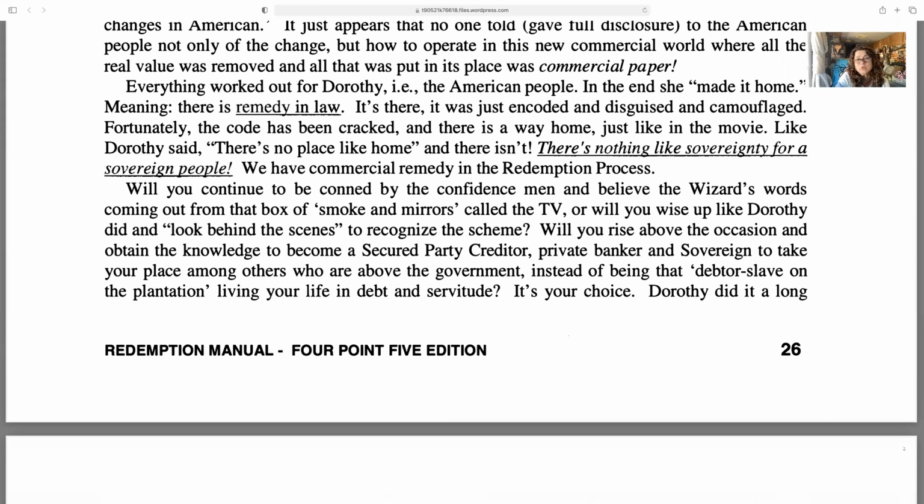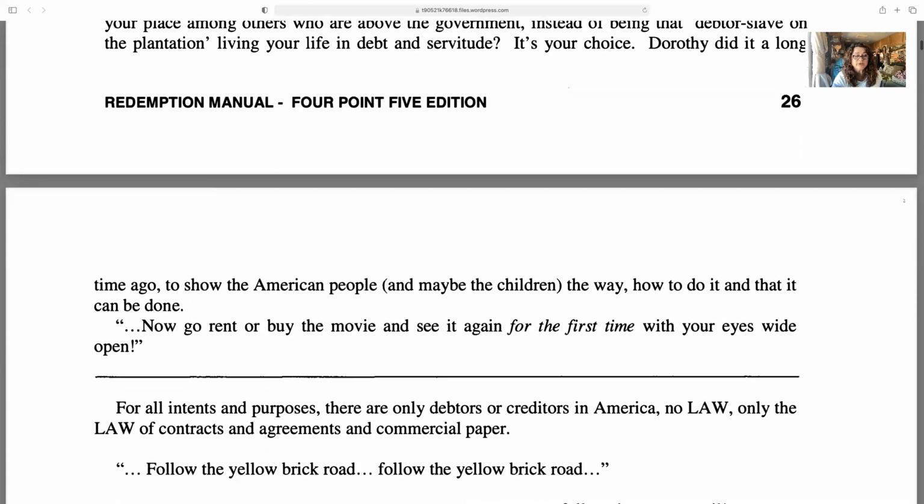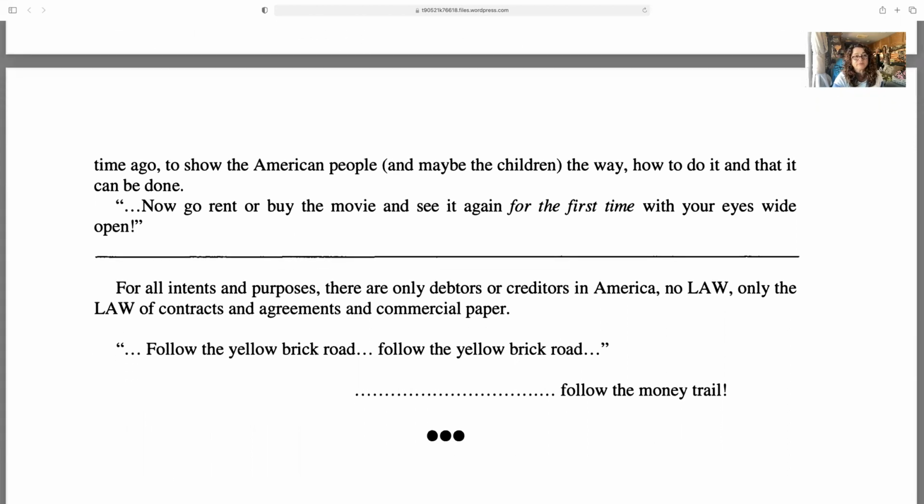To recognize the scheme. Will you rise above the occasion and obtain the knowledge to become a secured party creditor, private banker, and sovereign, to take your place among others who are above the government, instead of being that debtor slave on the plantation, living your life in debt and servitude? It's your choice. Dorothy did it a long time ago to show the American people and maybe the children the way how to do it and that it can be done. Now go rent or buy the movie and see it again for the first time with your eyes wide open.